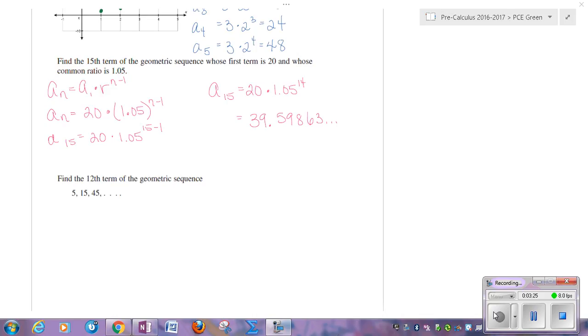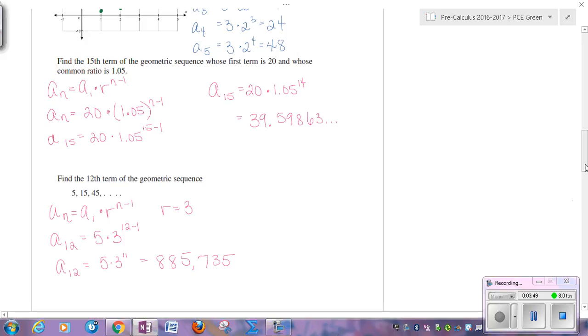So this one I'm going to give you, here's the first 3 terms. Find me the 12th term. We should have come up with a value of 885,735. Yes? If you think about it, you're multiplying by 3 every time. So by the time you get up to the 12th term, multiplying by 3, your numbers are going to increase drastically.